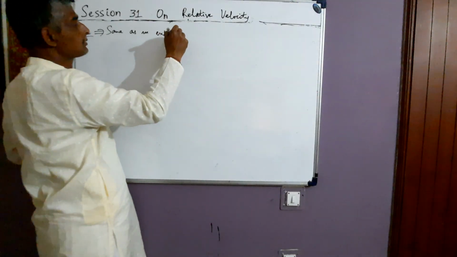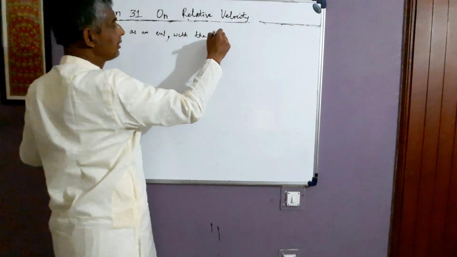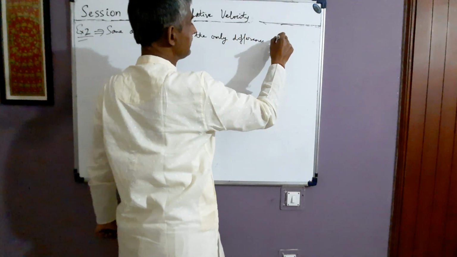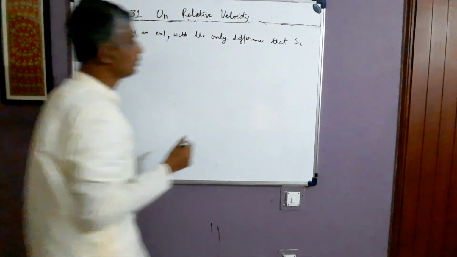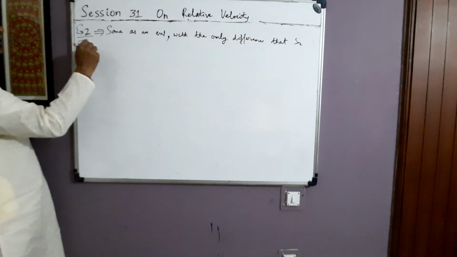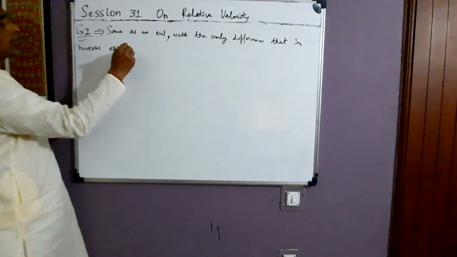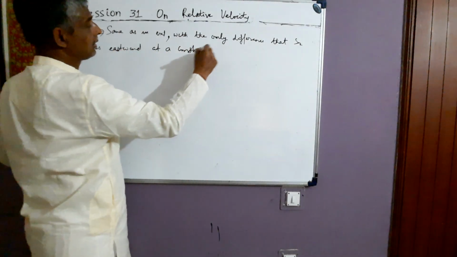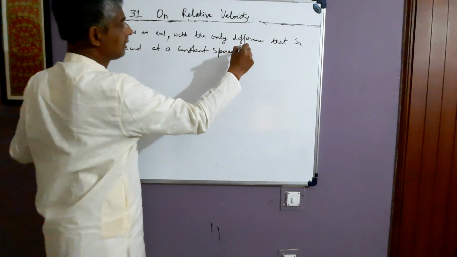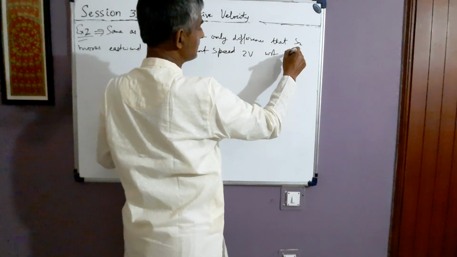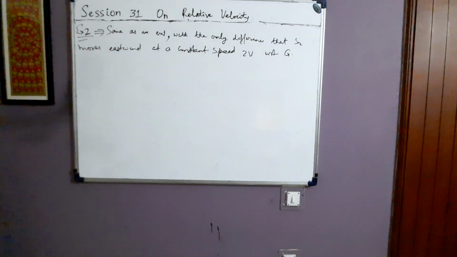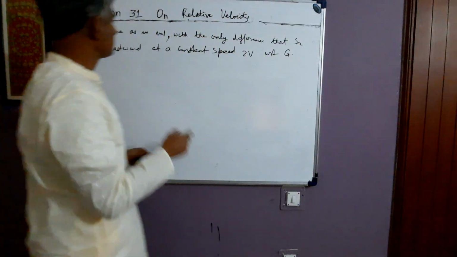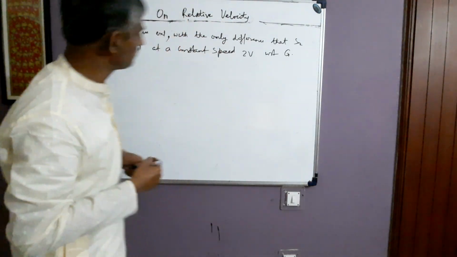with the only difference that S2 moves eastward at a constant speed 2v with respect to ground. The remaining data is everything the same. Again, we solve this not by the conventional method but by the relative velocity method.